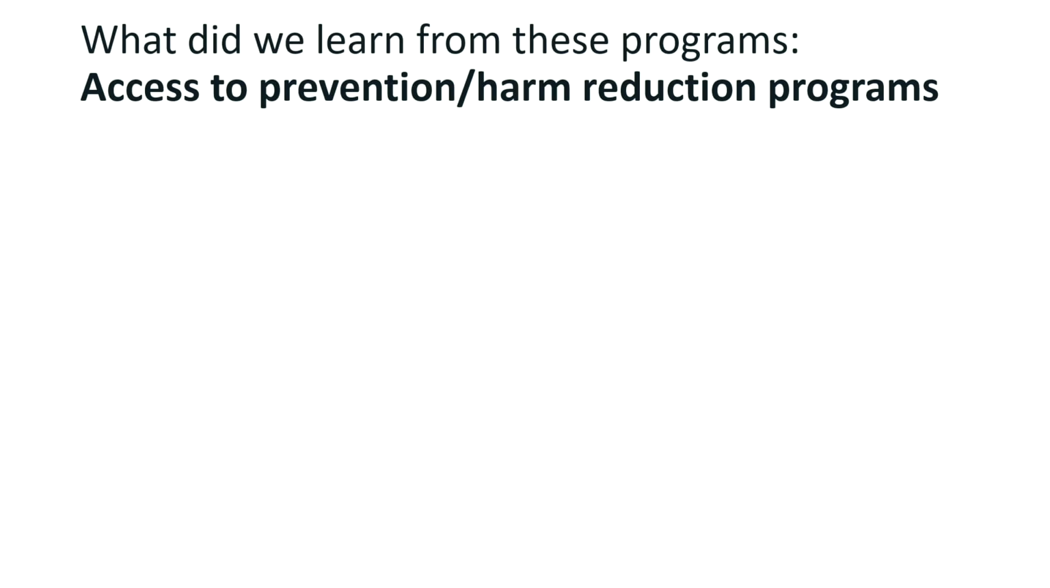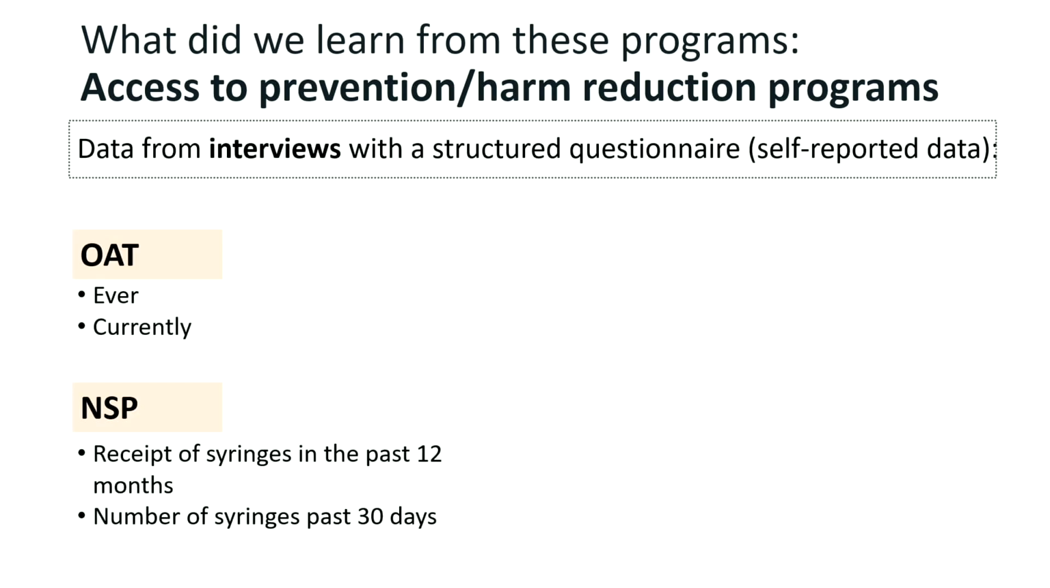So what did we learn from these programs? First of all, about access to prevention and harm reduction. There were data collected from interviews, so self-reported data, about whether these people were enrolled in opioid agonist treatment programs currently or ever, and whether they have received syringes in the past 12 months, and how many syringes they have received in the last 30 days. So combined with information on the frequency of injecting per day, this could also allow us to assess whether they actually fulfill their needs or not.